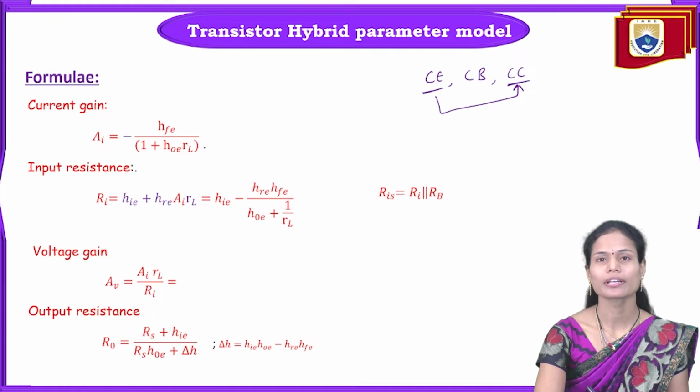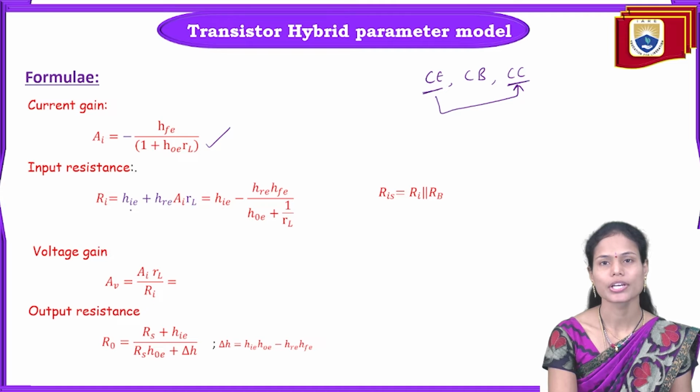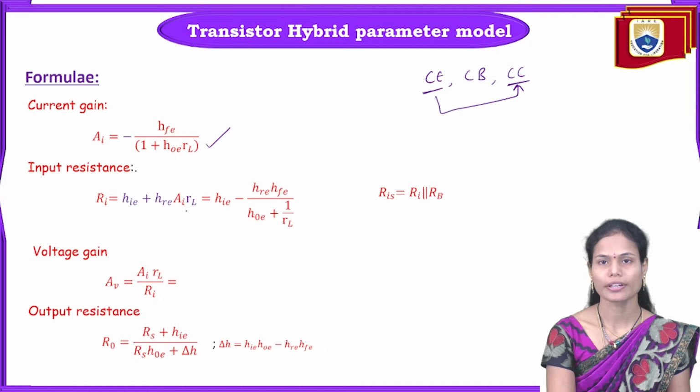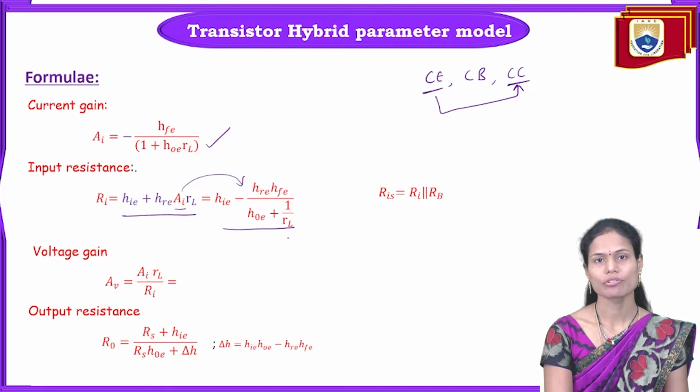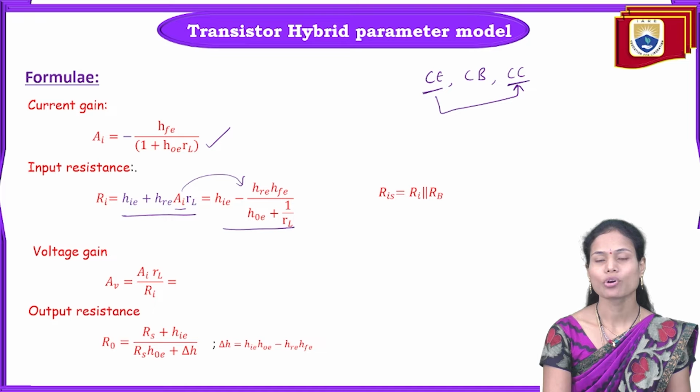This AI is nothing but the current gain, that is minus HFE by 1 plus HOE into RL. And the input resistance is HIE, input impedance, plus HRE, the reverse voltage gain, into current gain into load resistance. Or else if we substitute this AI value, we will get this particular formula. We can utilize either this one or this one to find the input impedance of the transistor. Or else if you want to find the overall input impedance, that is the parallel combination of the input resistance as well as the base resistance of the transistor.